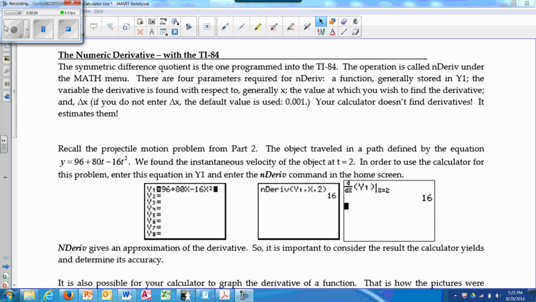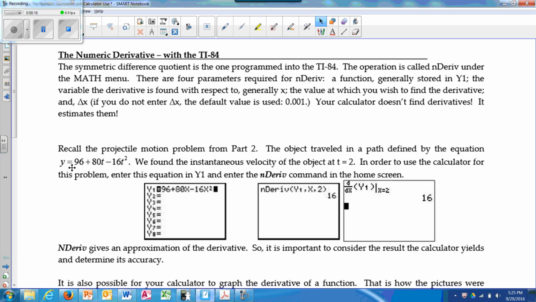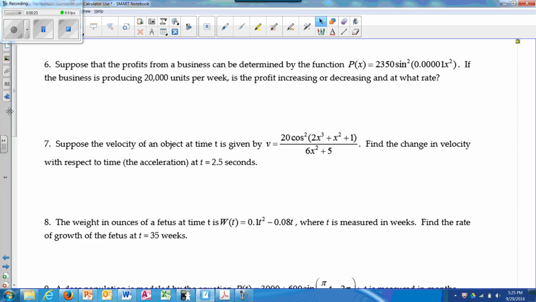Okay, so at this point, everyone should have watched the video on Blackboard that's titled Find the Derivative of a Function, TI 84 Tips and Tricks, Quick and Easy. So we're going to go past me showing you specific calculator instructions to some of the questions.